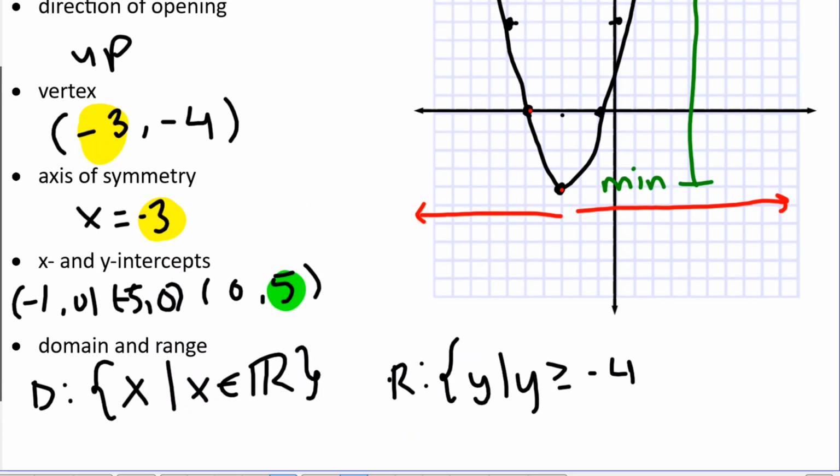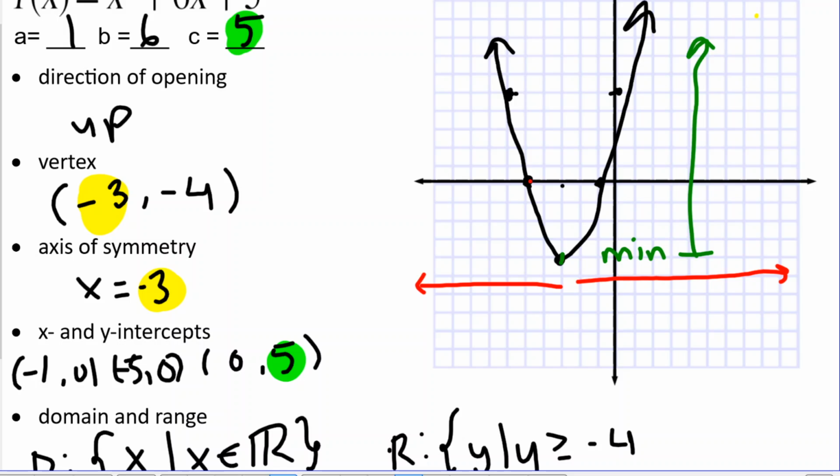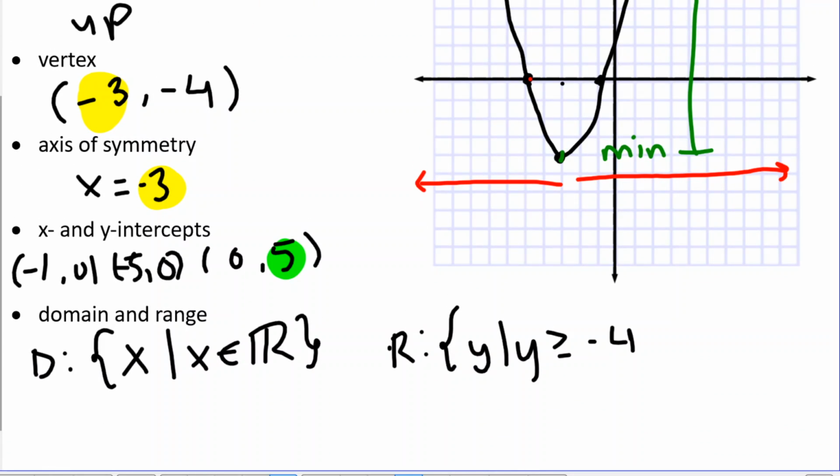Because they are, right? Negative 4, this vertex here, this is our lowest point, our lowest y value of negative 4. If I look at my graph at negative 5 and negative 6, there's no parabola there. My graph isn't going to reach there. But it does keep going up forever and ever and ever. So it's every number that's bigger than negative 4.